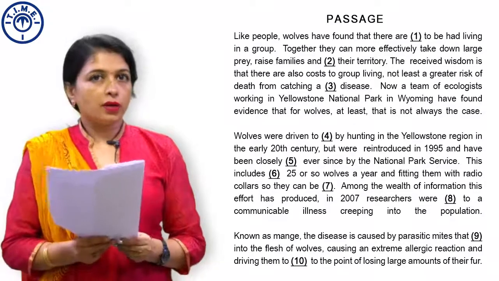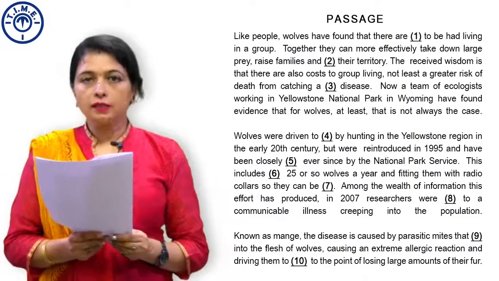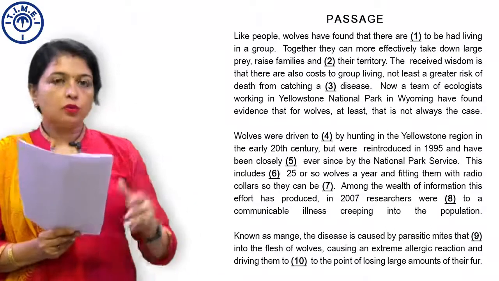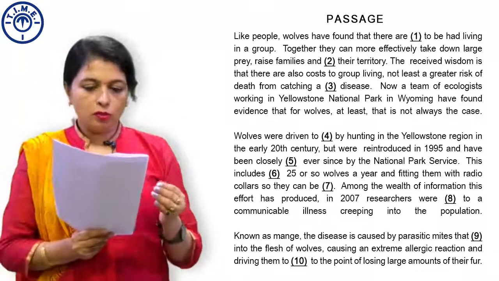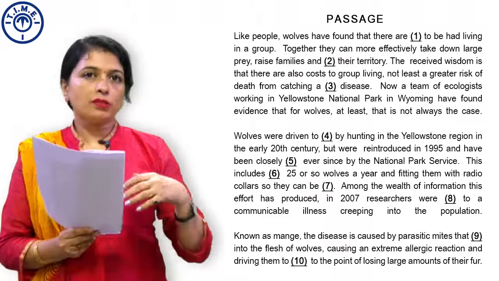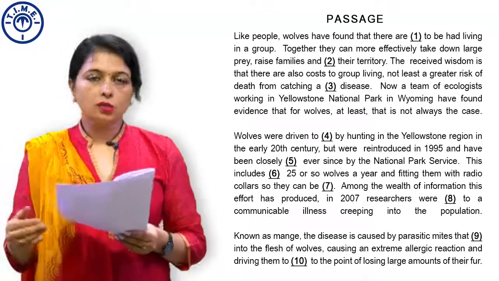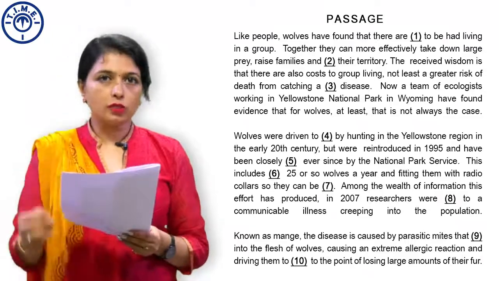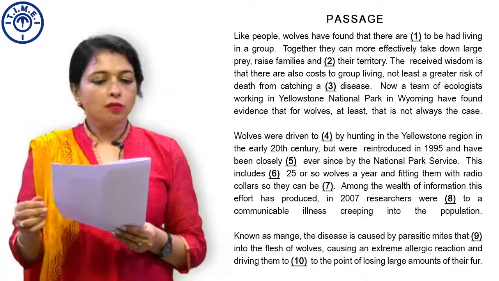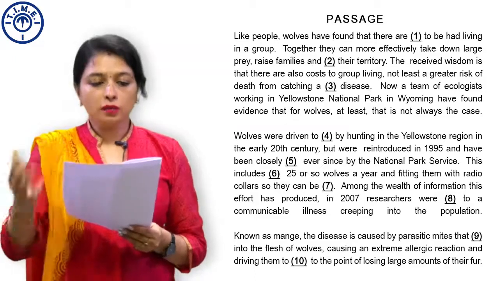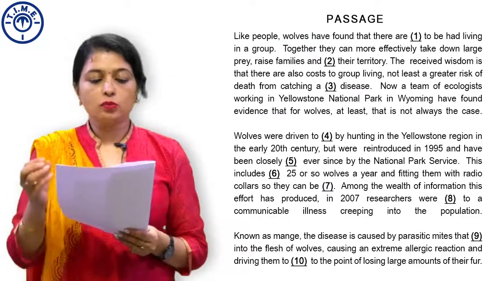So, after I have read it out, I hope it is clear that the author of this passage talks about the wolf population and also measures to save them from extinction. In the context we come across a number of blanks and let us look at each of them individually. Like people, wolves have also found that there are dash to be had living in a group. Together they can more effectively take down large prey.